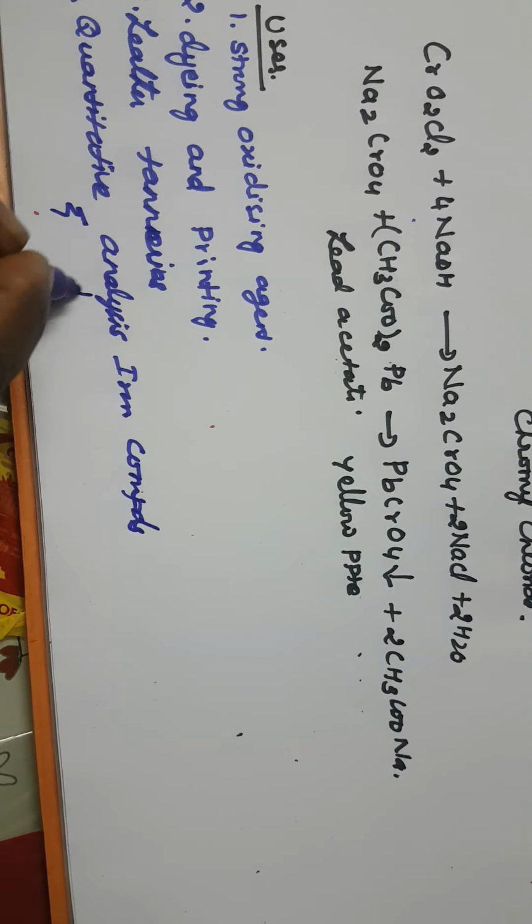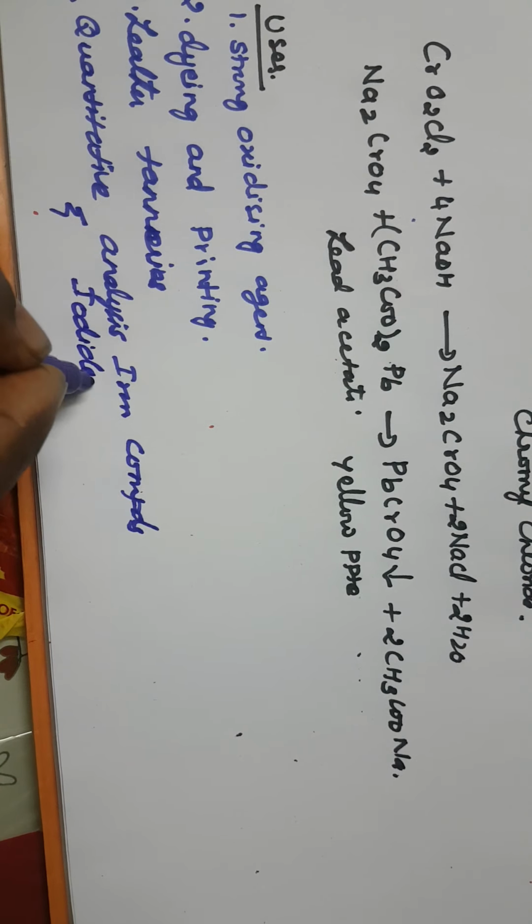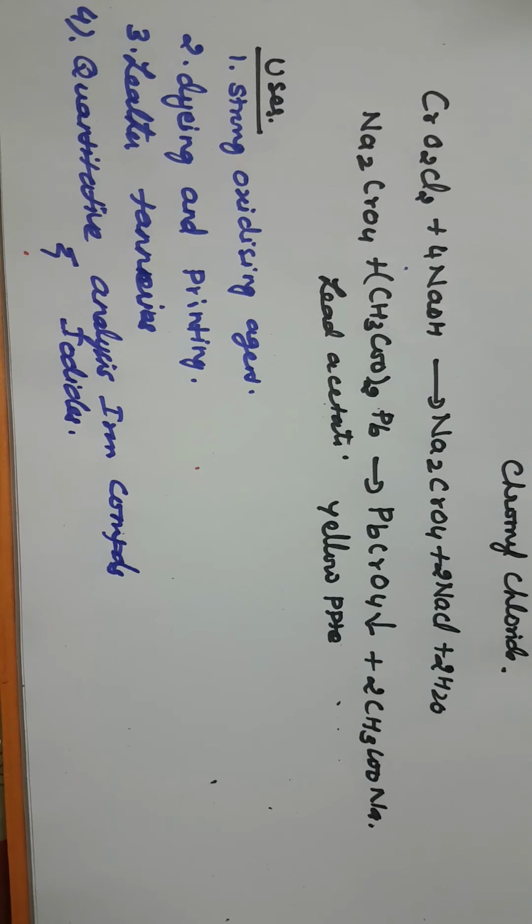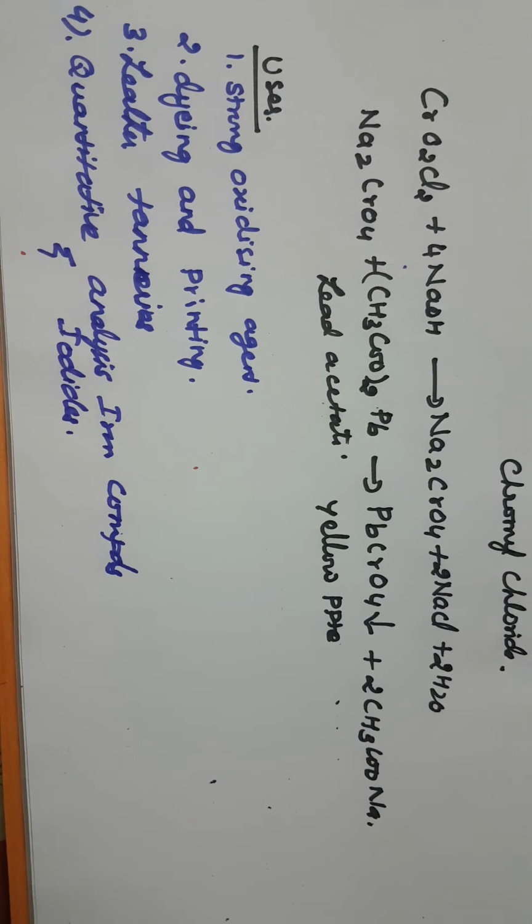Okay, so that's all about this topic: the preparation, chemical properties, structure and the uses of potassium dichromate. Next we are going to see potassium permanganate. See the next video. Okay, thank you children.